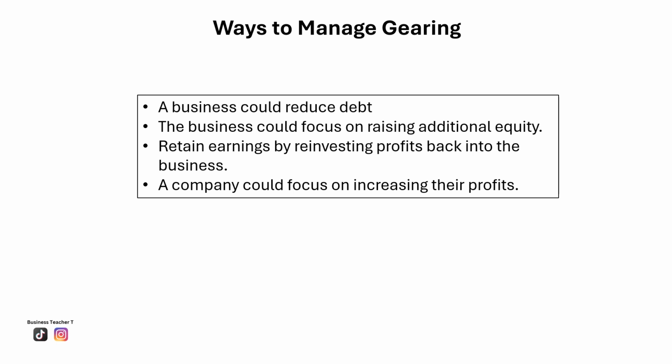Another way is raising more equity. A company can issue more shares to raise equity capital. This increases the proportion of financing coming from equity rather than debt, reducing the gearing ratio. Another way is retaining earnings. Instead of paying out profits as dividends, a company can retain earnings and reinvest them into the business. This increases equity capital without the need to issue new shares.